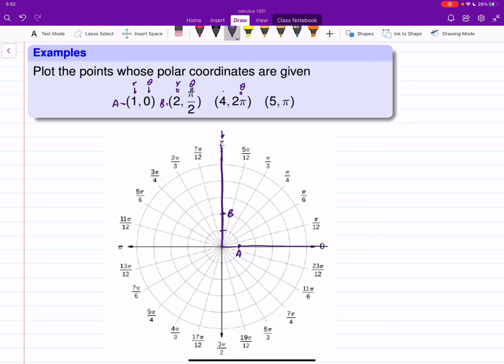Now theta is 2 pi, r is 4. So with 2 pi you go around once and come back. The 2 pi ray and the 0 ray are the same thing. And for coordinate 4, this is 1, 2, 3, 4. This is C. And for pi, you go pi like that. This is the ray for pi. Then choose 5: 1, 2, 3, 4, 5. This is D, if I call this one D.